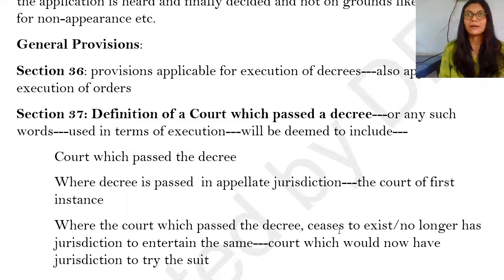As you remember, we had said that an appellate jurisdiction is a continuation of a suit and is taken as if the decree passed in the appellate jurisdiction was given by the court of the first instance only, like it is the first decree of that.